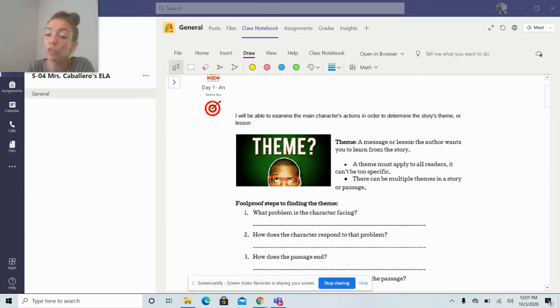Well, a theme is a message or lesson the author wants you to learn from the story, okay? But there's a couple things. A theme must apply to all readers, and it can't be too specific. There can be multiple themes in a story or passage.